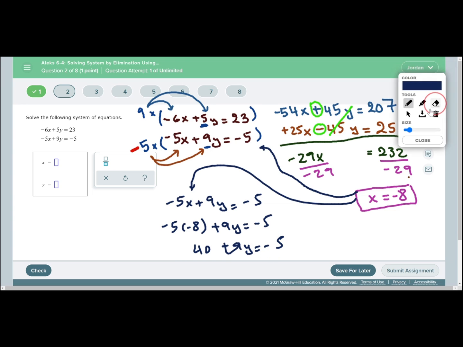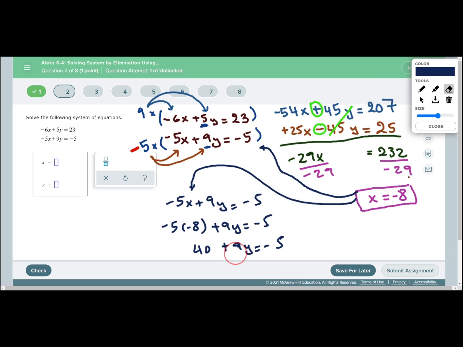I'm sorry about that. Again, I understand this problem is long, so make sure you pause the video. Do not let the video keep going without understanding what's going on.